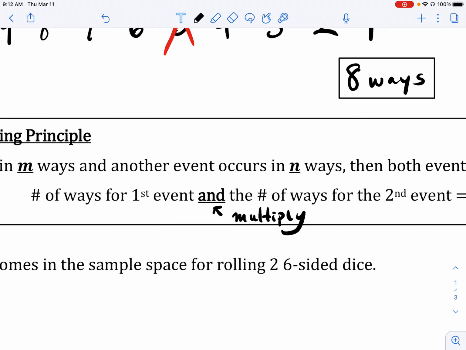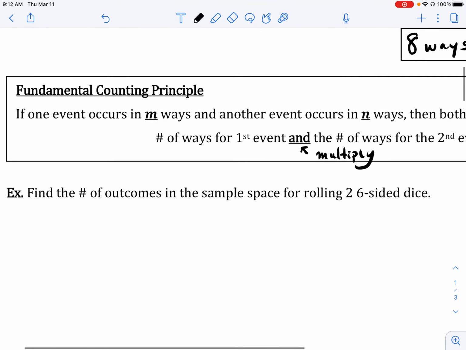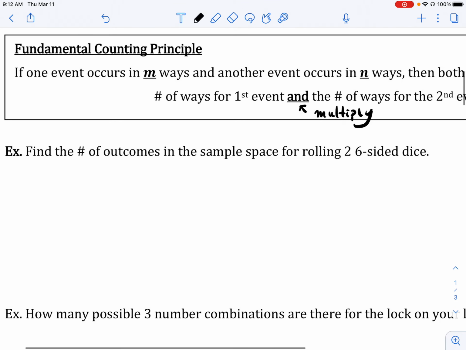Okay, so let's try this in an example. This is the general idea for us to be a little more efficient. Let's look at the number of outcomes in the sample space for rolling two 6-sided dice. We don't have any conditions about their sum or anything. We're just looking at the number of ways that we could roll two 6-sided dice.